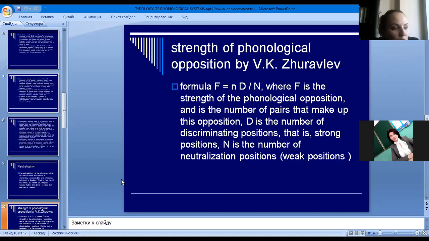So Zhuravlyov proposed to read this formula as follows. The strength of the phonological opposition is directly proportional to the number of pairs opposed in a certain number of strong positions and inversely proportional to the number of weak positions.